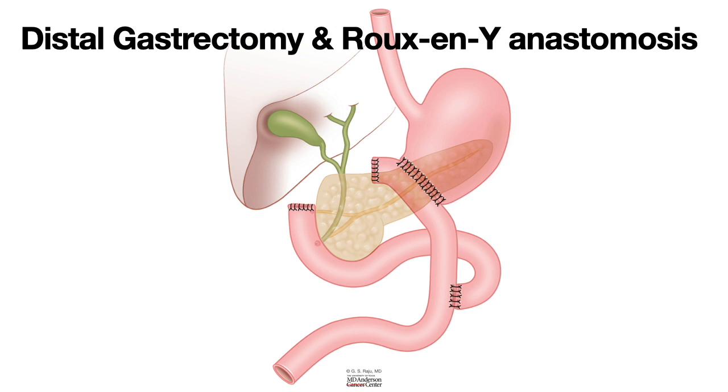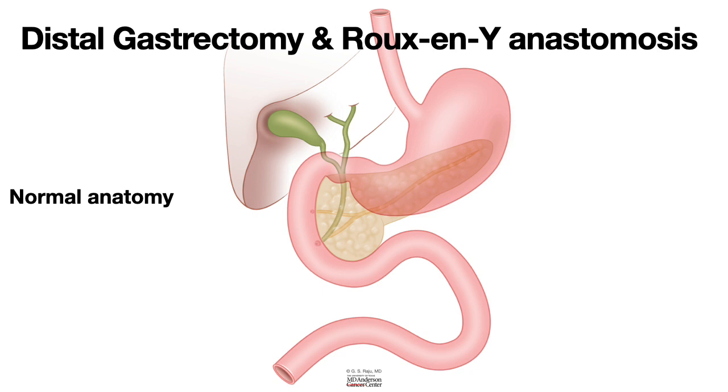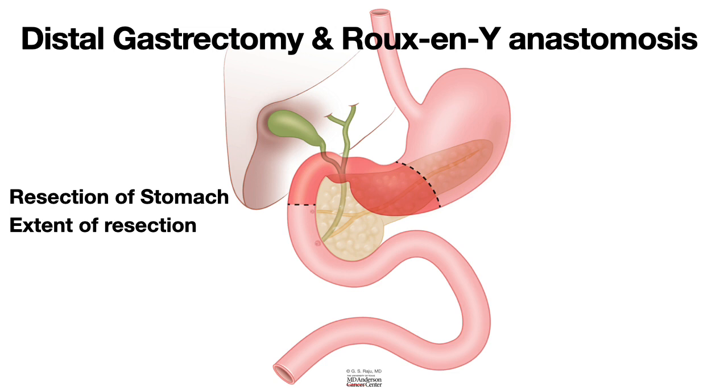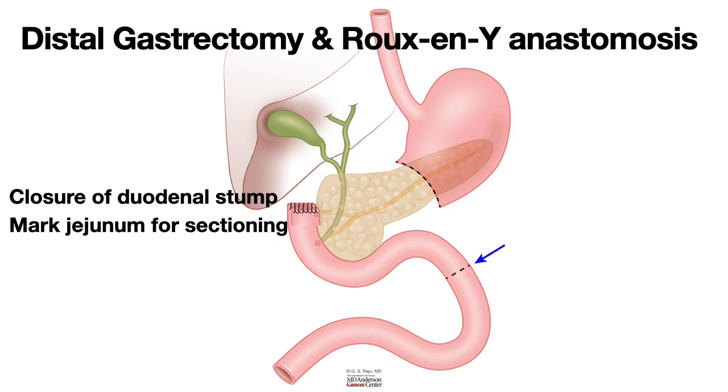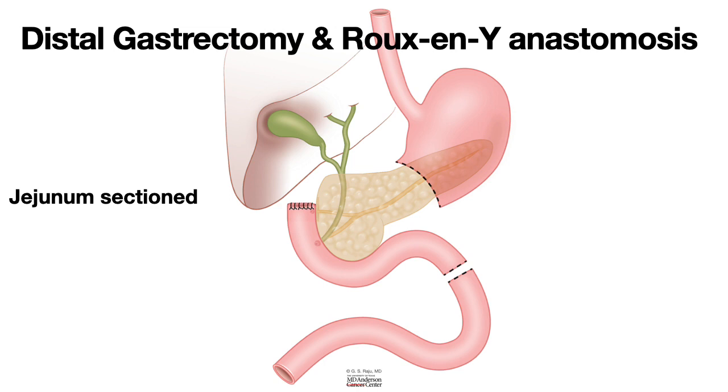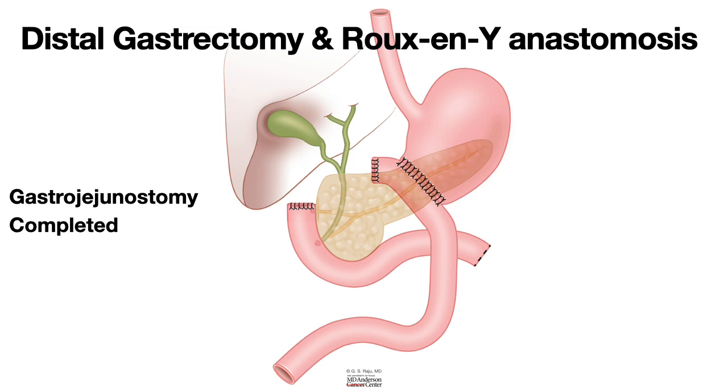So let us learn about how these anastomoses are created. Here is a normal anatomy, and this is the area of the stomach resection completed. And then you mark the jejunum for sectioning, and once the jejunum is sectioned, you do a gastrojejunostomy. Here it is completed, and then perform a jejunal anastomosis or jejunostomy.